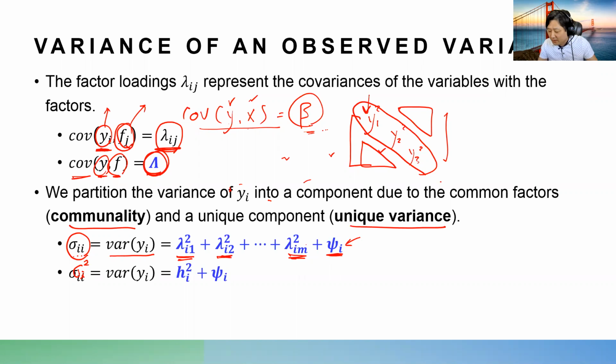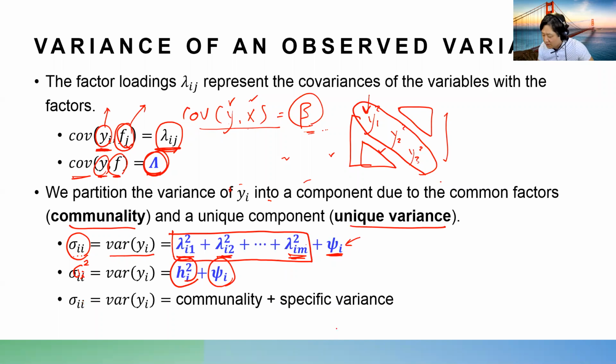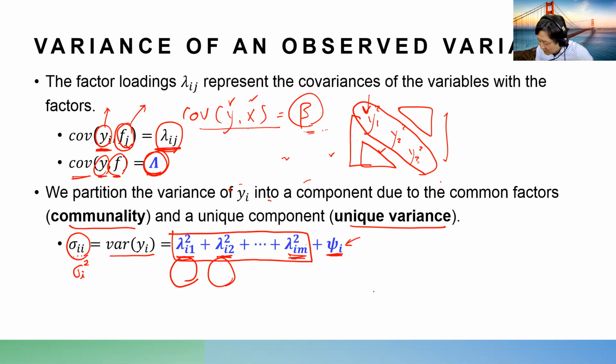And then this part is h square, which is called communality. And this is called specific error variance. So let me give you another example. Maybe you can think about it. You learned about R square, right? So what is R square?